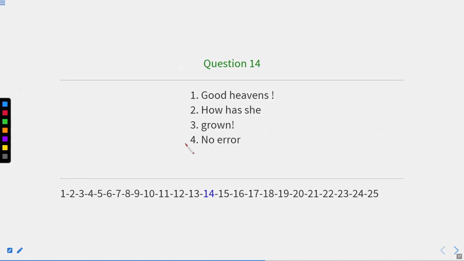This is question number 14. Good heavens, how has she grown? So this is not an interrogative sentence. Instead, this is an exclamatory sentence. And in exclamatory structure, we follow the subject and verb pattern, not the verb plus subject pattern. Verb and subject pattern can be seen only in interrogative sentences. Now here it is written, how has she. Has is the helping verb which is coming prior to the subject. Whereas this is exactly the structure of a question, here we need the structure of an exclamatory sentence, or exclamation. Therefore, this structure of question is incorrect over here.